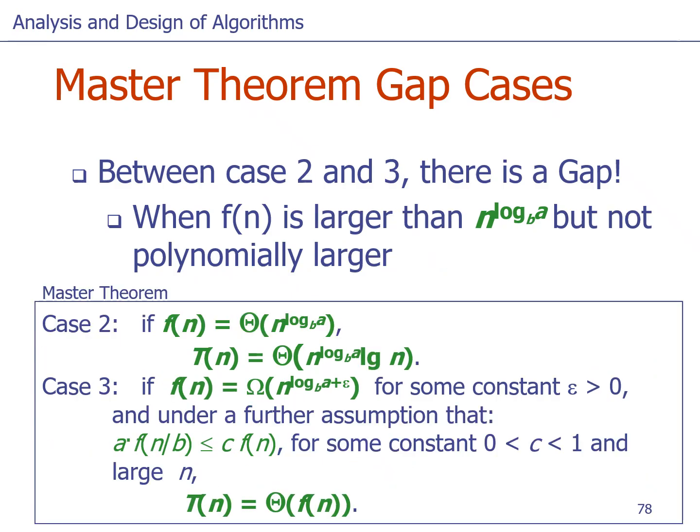Now, between case 2 and case 3 there is also a gap case. Following the same way of thinking, it's when f of n, the amount of work we're doing at the root level, is larger than what we do at the leaf level, but it's not polynomially larger. It's not n to the 4 versus n to the 3; it's n to the 4 versus something only slightly different from n to the 4. For those gap cases, again, we have an issue.